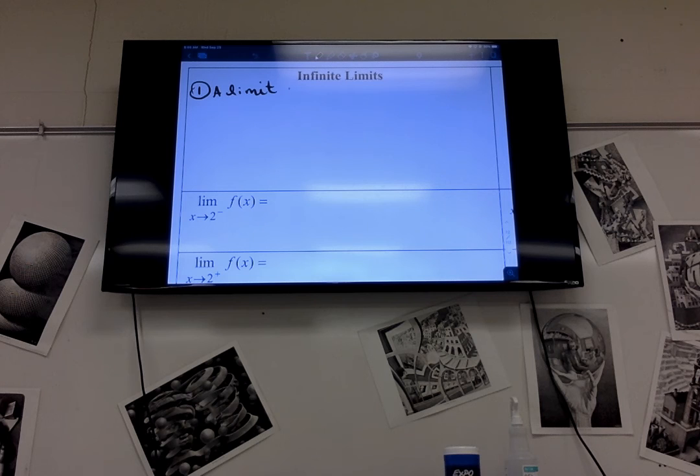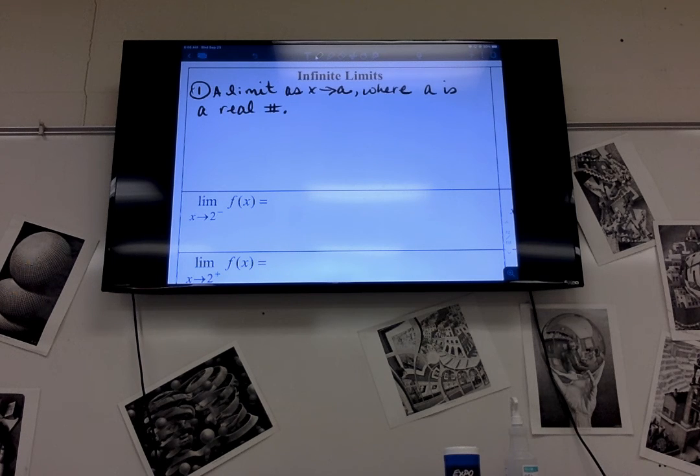A limit, as x approaches a, where a is a real number. Sorry, that just means it can't be infinity. That's all it really means. True.